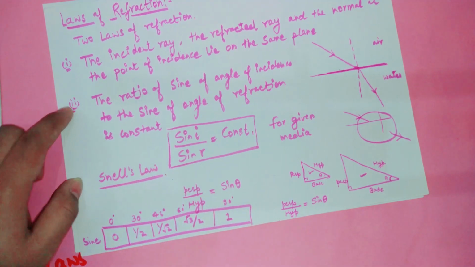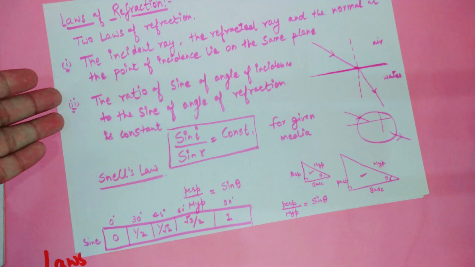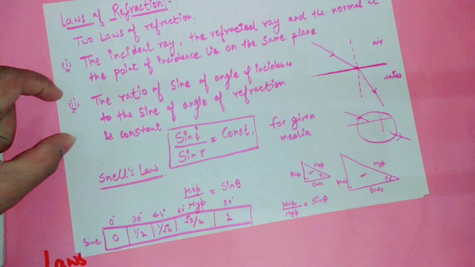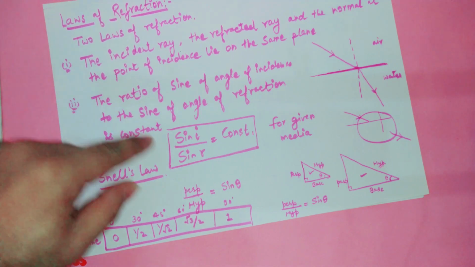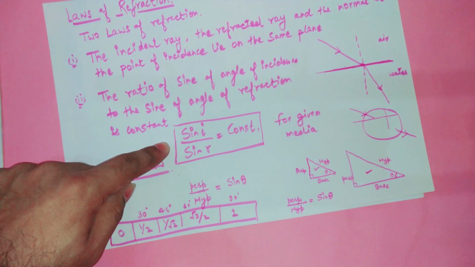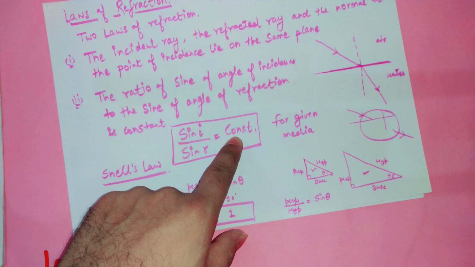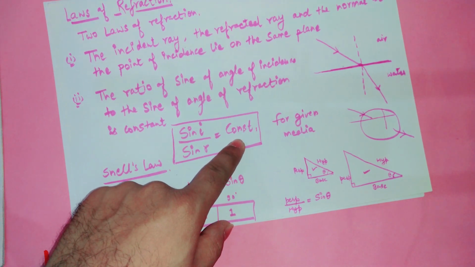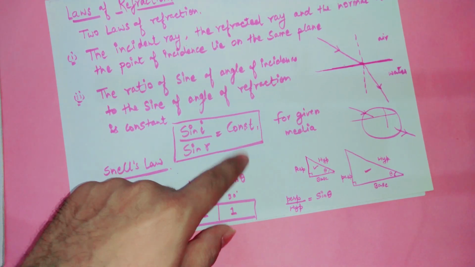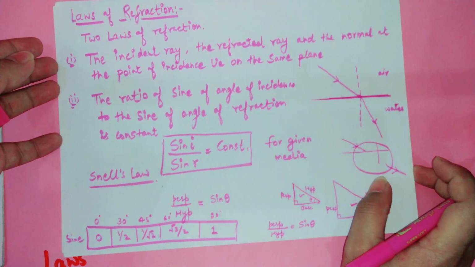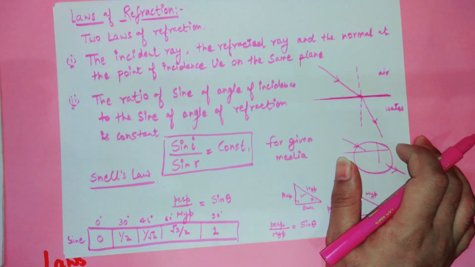Snell's law. So whenever a question is asked, state Snell's law, you have to write down this law along with this formula. Okay, now we have a name for this constant, and this constant is called the refractive index. So this is our today's topic, refractive index.